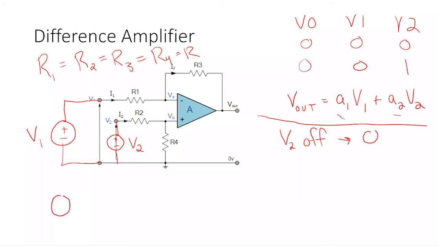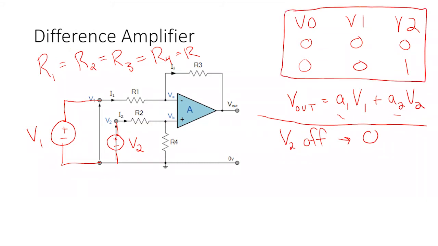Here's V1. Are those V0, V1, V2 supposed to be like a matrix or something? No, this is for problem 4. We'll come back and talk about that separately. Let's focus on this circuit right here.